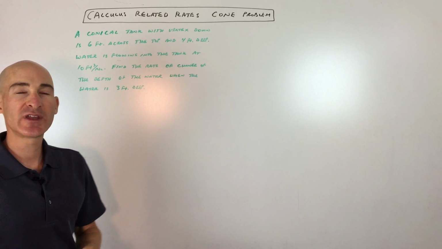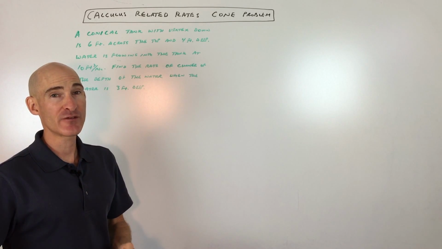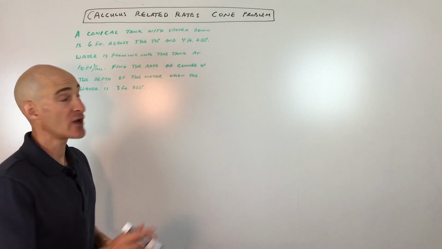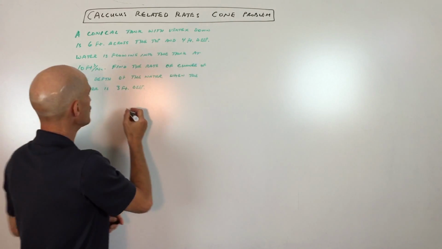When you do these related rate problems, they might seem overwhelming at first if there's more than a couple of steps. It's a little bit more complicated. So what you want to do is draw a diagram. The first thing I would do is just draw a diagram.